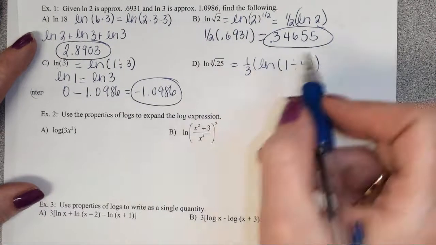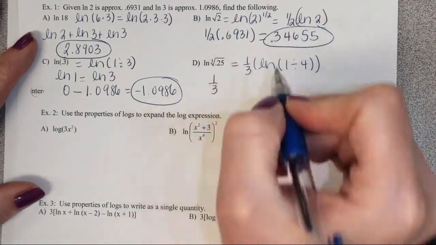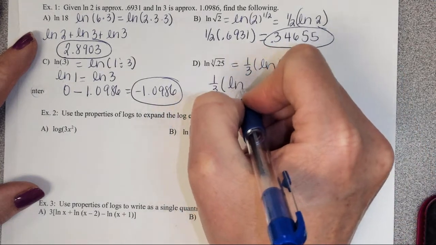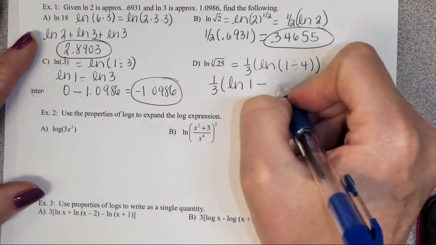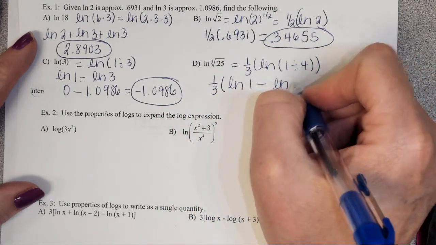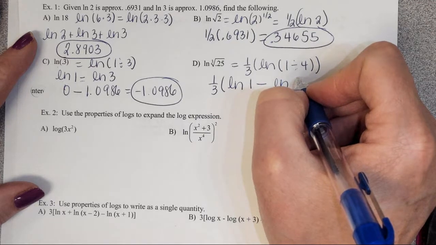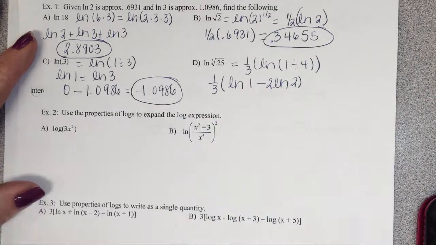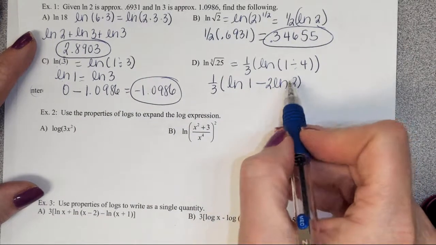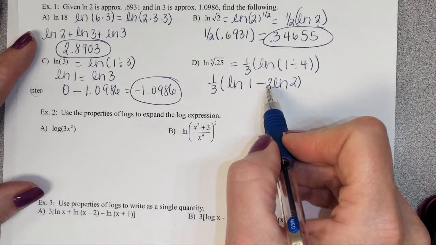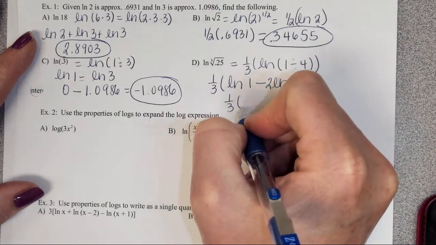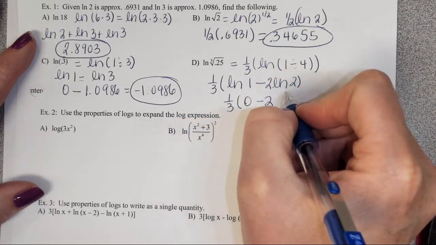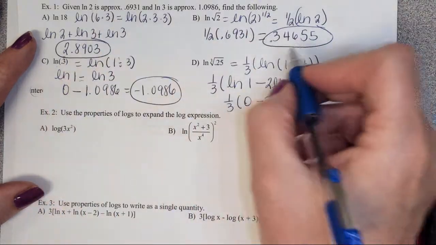Right? So now I'm going to think of this as 1/3. And then if it's division, it turns into subtraction. So it's going to be 1/3 the natural log of 1 minus the natural log. 4 is 2 squared, so I can bring the 2 down in front. You guys with me on that? If it's 2 squared, the 2 just comes in front of this. So now I'm going to have 1/3. What's the natural log of 1? 0. Minus 2 times, then I look back for the natural log of 2.